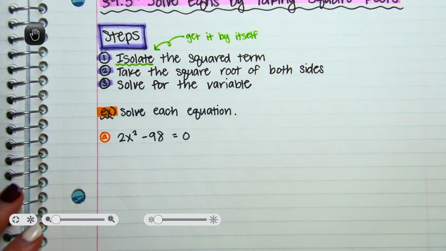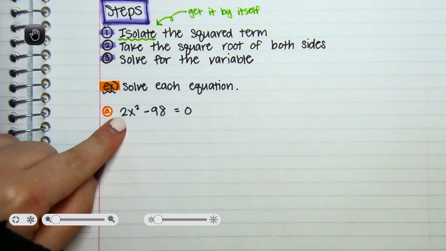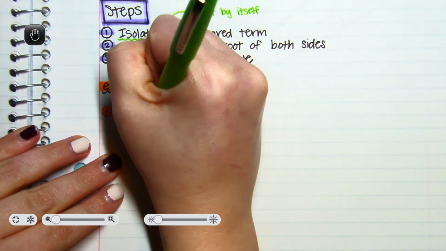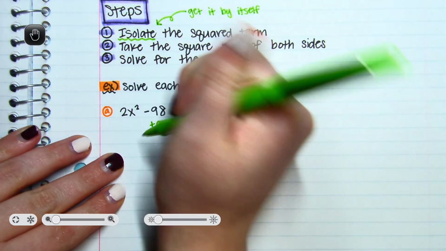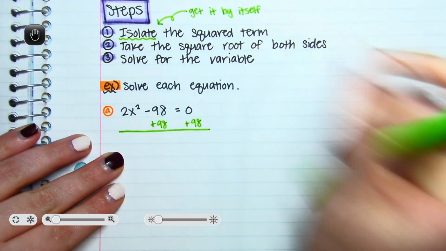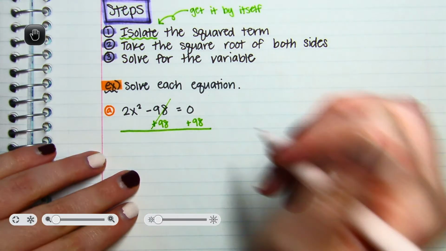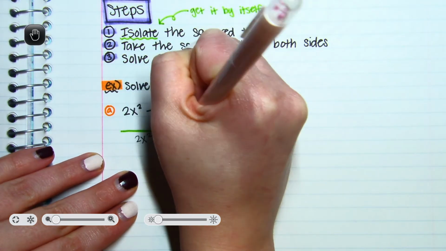Part A. Is my squared term by itself? You should have said no. I have this 2 that's multiplied by it and this 98 that's subtracted. So I have a few things in the way that I need to move. First thing I'm going to do is add the 98 to both sides. Now normally when I do these problems on my own and in your homework solutions, I don't show all of these steps, but I am choosing to show it in the notes so that you know exactly what's happening and why. So adding the 98 to both sides, we end up with 2x squared equals 98.